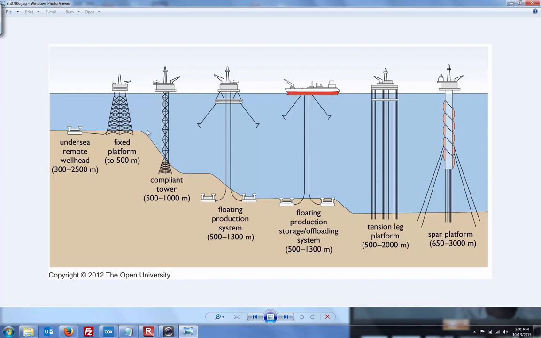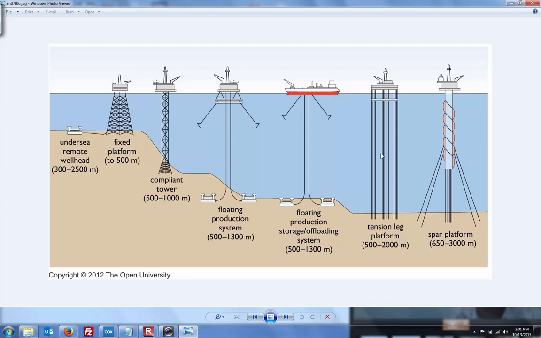So fixed platform at a relatively low depth, up to 500 meters, that becomes impractical once the water depth gets greater. Just imagine that whole thing having to get bigger and bigger. So you have a compliant tower, something that sort of can bend a little bit with the waves and the weather. Floating production, so again, highly impractical to get something that's actually attached to the seabed, so you've got something that's floating, allowing for a little bit of control around the outsides. This could be storage and offloading, so the ship itself could be mobile.